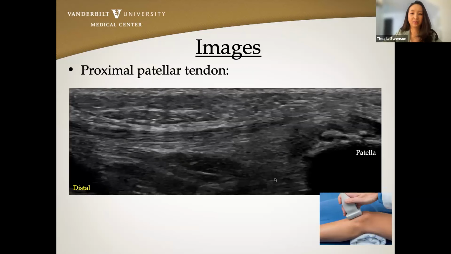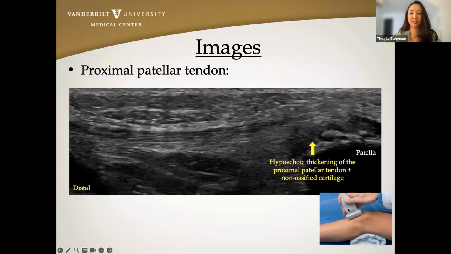Next, we can look at the proximal patellar tendon and start to see hypoechoic thickening of the proximal patellar tendon and the non-ossified cartilage. The key finding is that we see involvement of both the cartilage and the patellar tendon, which suggests that the cartilage is actually getting pulled off by the tendon.